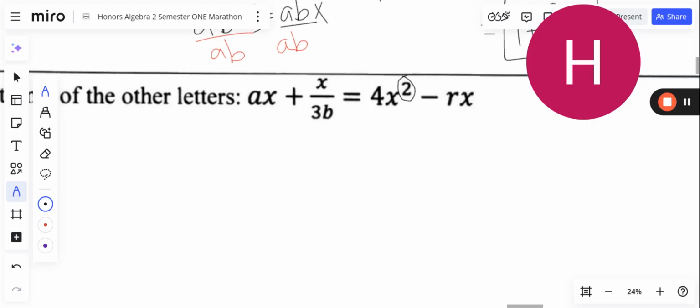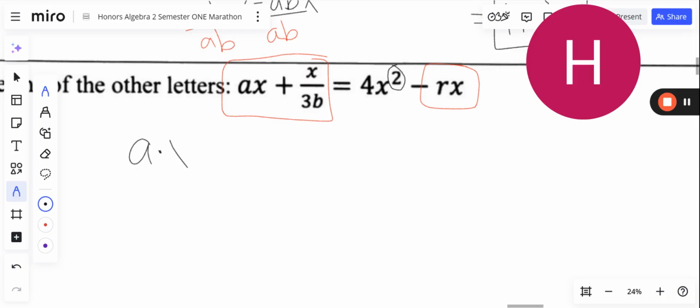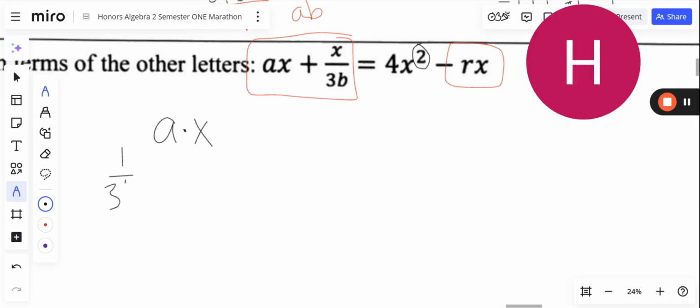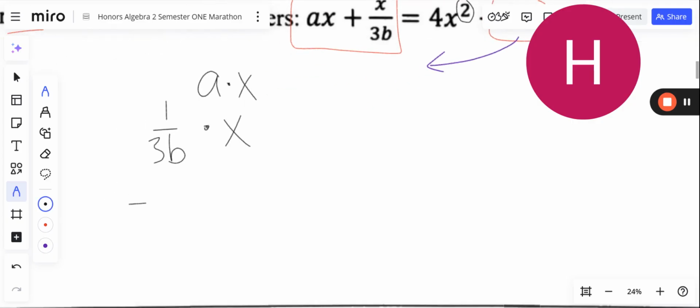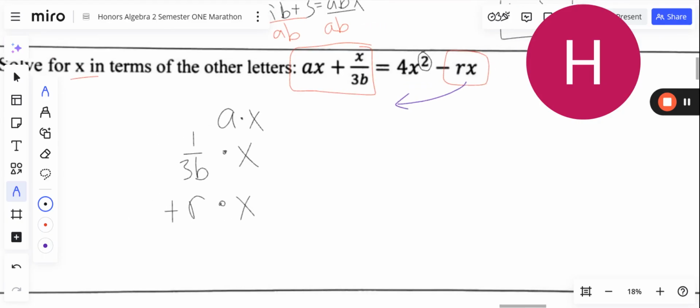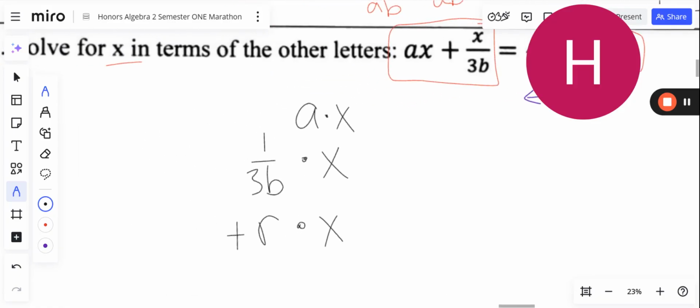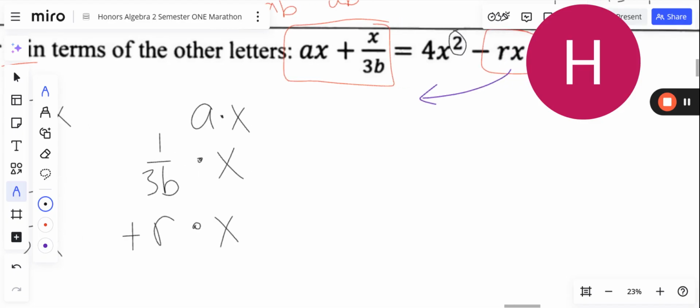What I want you to realize is that these terms here are all on the same level, the same degree. For example, this is a times x. This other one is 1 over 3b times x. And as soon as I add this over, it's positive r times x. See how they're all just times x? So they're all pretty much the same kind of term. They just have weird coefficients. Imagine this is like 3x, and this is 2x, and this is 5x or something. But they're all x terms. So they do all go together. All right, is that clear?